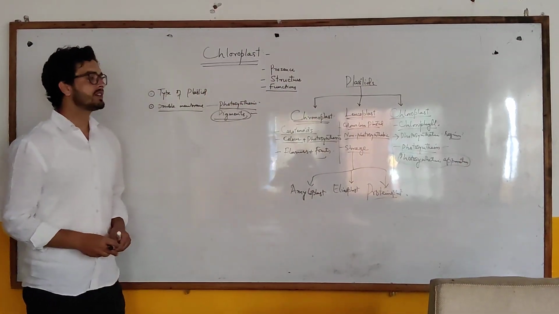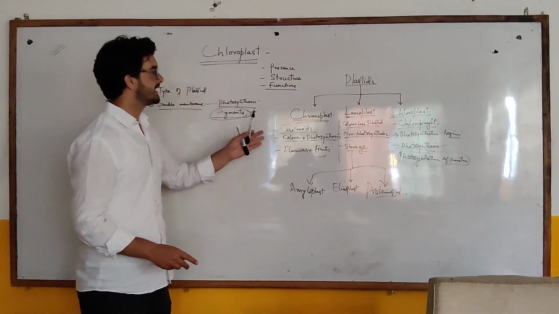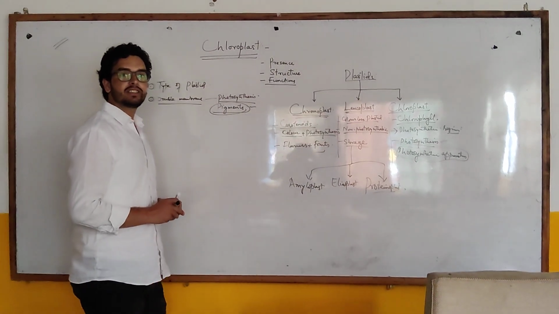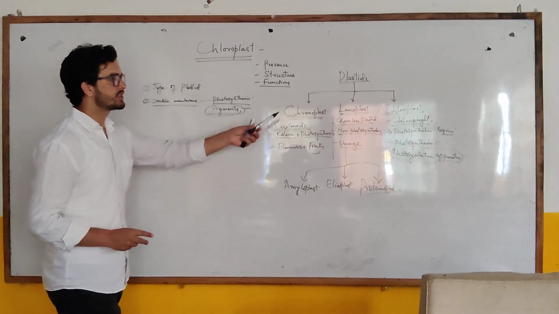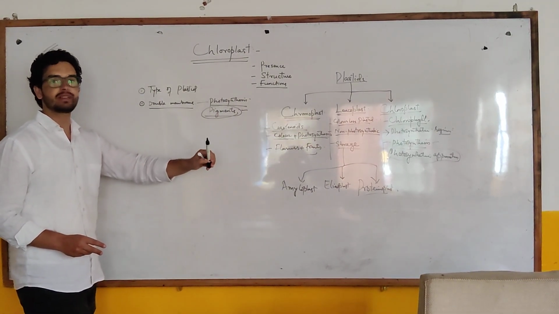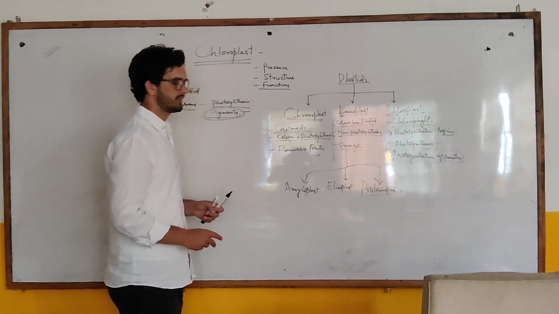So, one question is clear from this: why are plants green in color? This is mainly due to the presence of this chloroplast, and why? Due to the presence of this green colored pigment, that is chlorophyll.